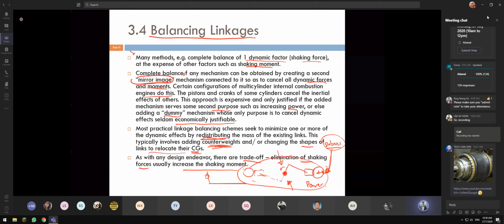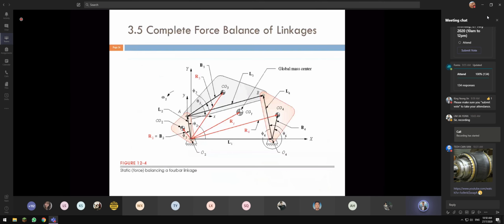Because the further the center of gravity is from the center of rotation, the higher the unbalanced force. So what we try to do is move the center of gravity to the center of rotation. That is the best. For example here, this is a 4-bar linkage. You can see that link 2 has a center of gravity here.